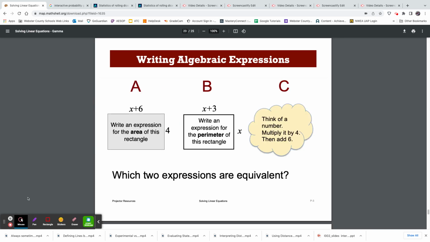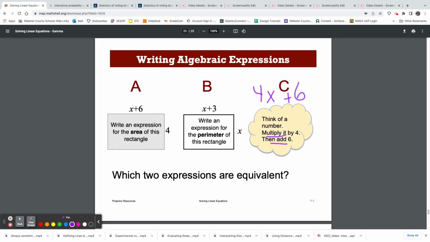So we looked at this and this and this, but what if on C it just says, think of a number, multiply it by 4, and then add 6. When it says think of a number, I don't know what it is, so I'm going to call that x. Then multiply it by 4, so that's the next thing I'm going to do. And then add 6. That's the last thing. Since they want me to add after multiplying, I don't have to use parentheses, because they want me to multiply and then add.